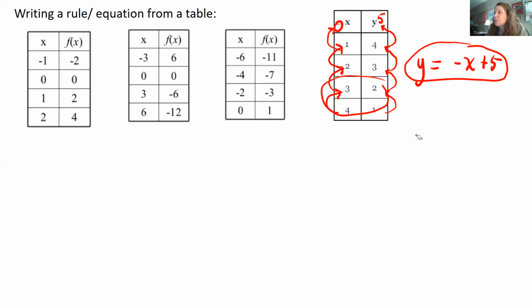Pick at least 2 points to check your answers. So what if x were 2? The opposite of 2 is -2. So the opposite of x, well, the opposite of 2 is -2 plus 5. That would be 3, and that's what it tells me I should get. And then what about when x is 4? The opposite of 4 is -4, and -4 plus 5 is 1, and that's what it says I should get. So that is correct.